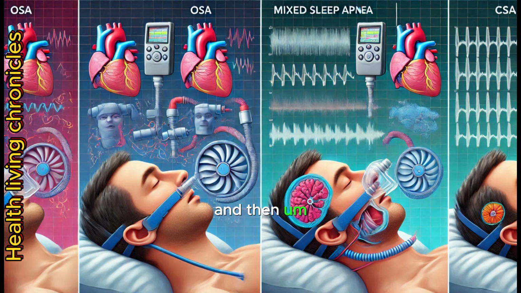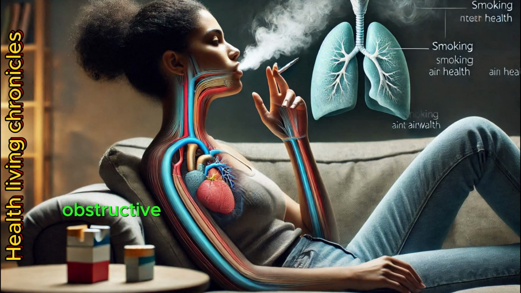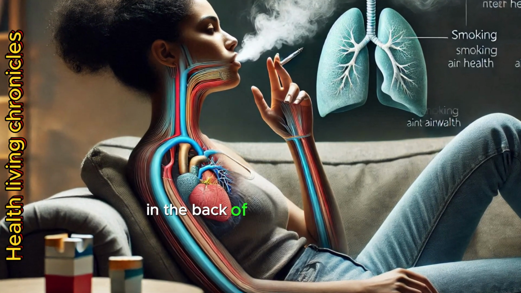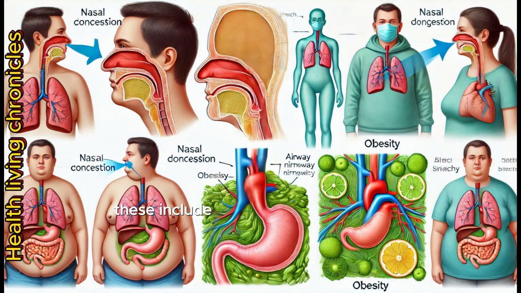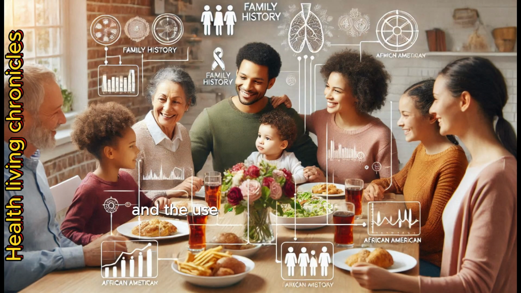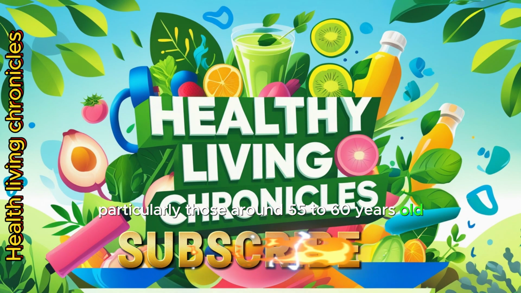And then let's dive into the causes and risk factors of each. Obstructive sleep apnea happens when the muscles in the back of your throat relax, blocking your airway. There are several risk factors that increase the likelihood of developing OSA. These include smoking, nasal congestion, obesity, a narrowed airway, aging, and a family history of sleep apnea. The use of alcohol or sedatives also plays a role in increasing risk. OSA is common among middle-aged adults, particularly those around 55 to 60 years old.